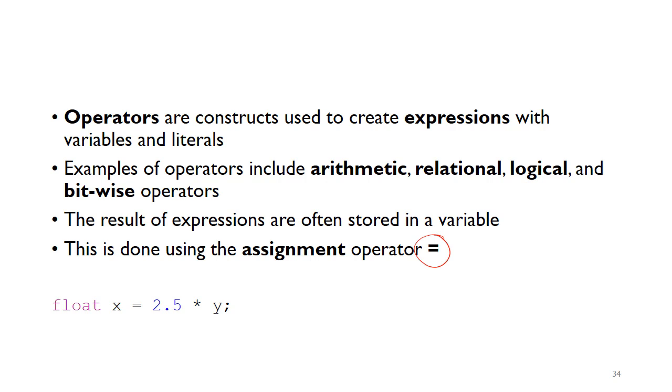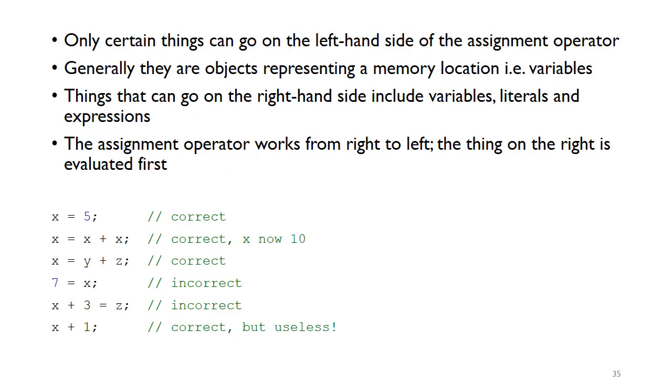So in this example here, we've got a literal 2.5, and then we're using a multiplication operator, so we're multiplying 2.5 with the value stored in a variable y, and the result of this operation will then be stored in a variable x. So you can see here we're declaring x and initializing it with the result of this operation. We do that using this assignment operator.